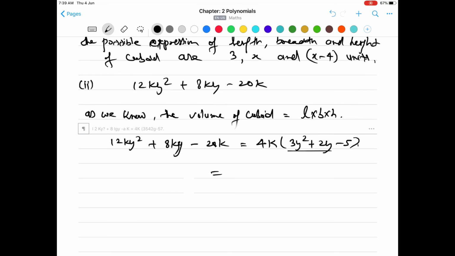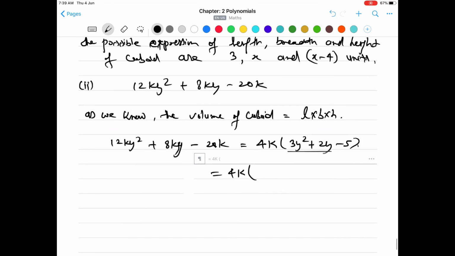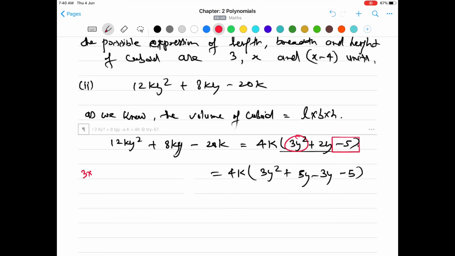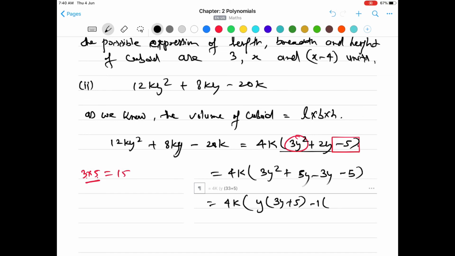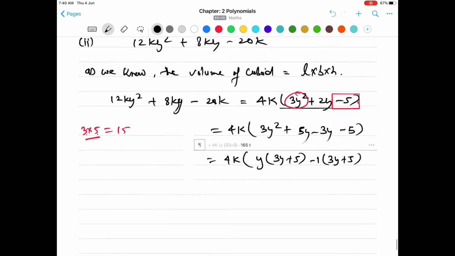Now we'll find the factors of this polynomial again by the method of splitting the middle term. We have 3 into 5 is 15, and these are the factors: 5 minus 3 will give us 2. So this will be 3y square plus 5y minus 3y minus 5, with 4k outside. Now we'll take y common. What remains inside is 3y plus 5, and from here we'll take minus 1 common. So what remains inside is 3y plus 5.